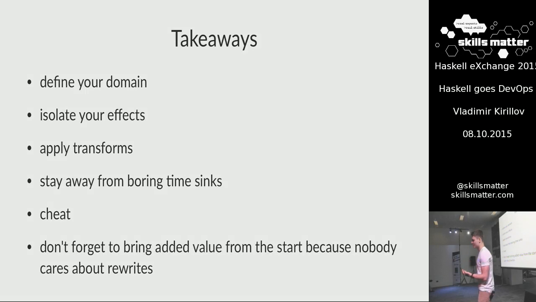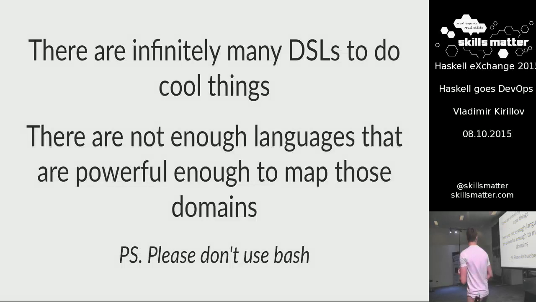But one key thing is that if you bring some cool tech to the table to your other teammates and you don't have any added value, you're definitely going to fail. Because there's no happy rewrite that happens just because you want to add types. There has to be an added value in features or whatever, so you can actually sell it. So don't make this mistake, right? And there are infinitely many DSLs to do cool things, but there are infinitely many glues that stick badly. So Haskell is the best glue here. And don't use bash, please. Thank you.